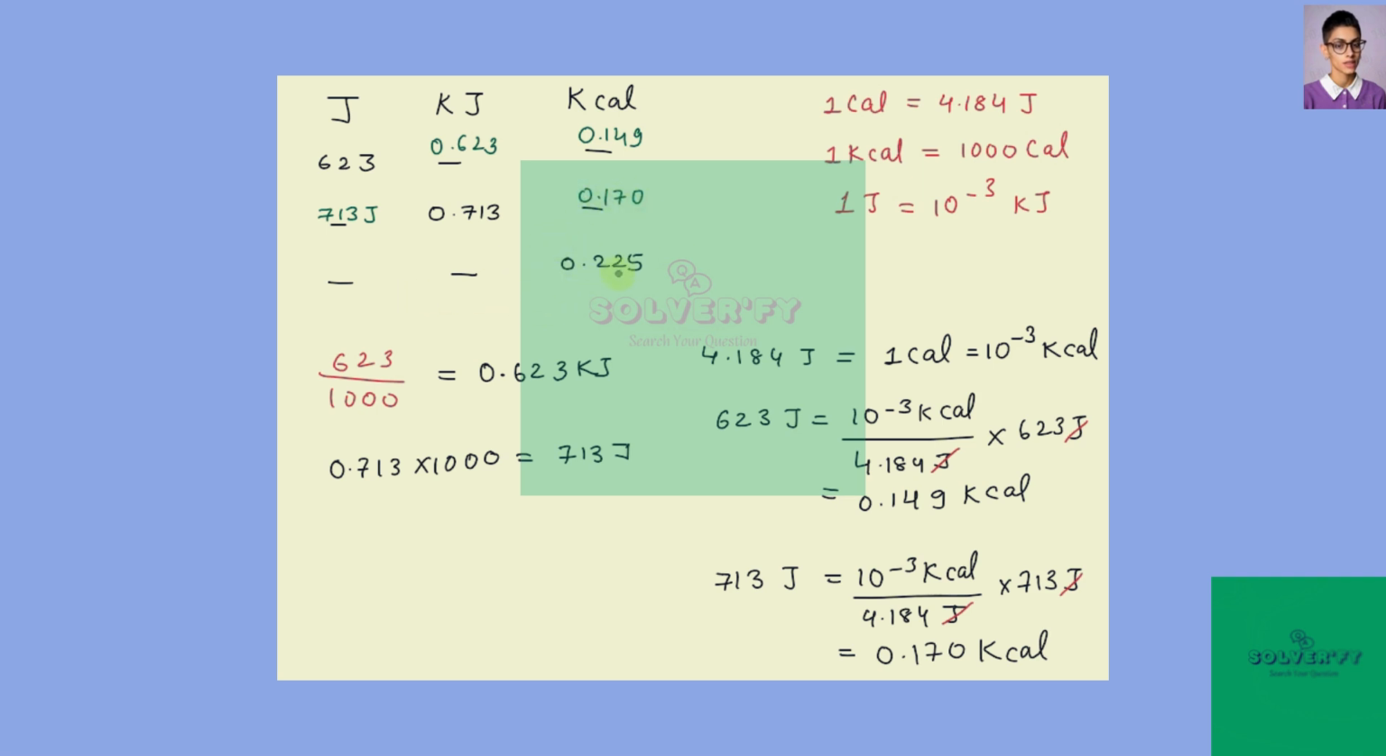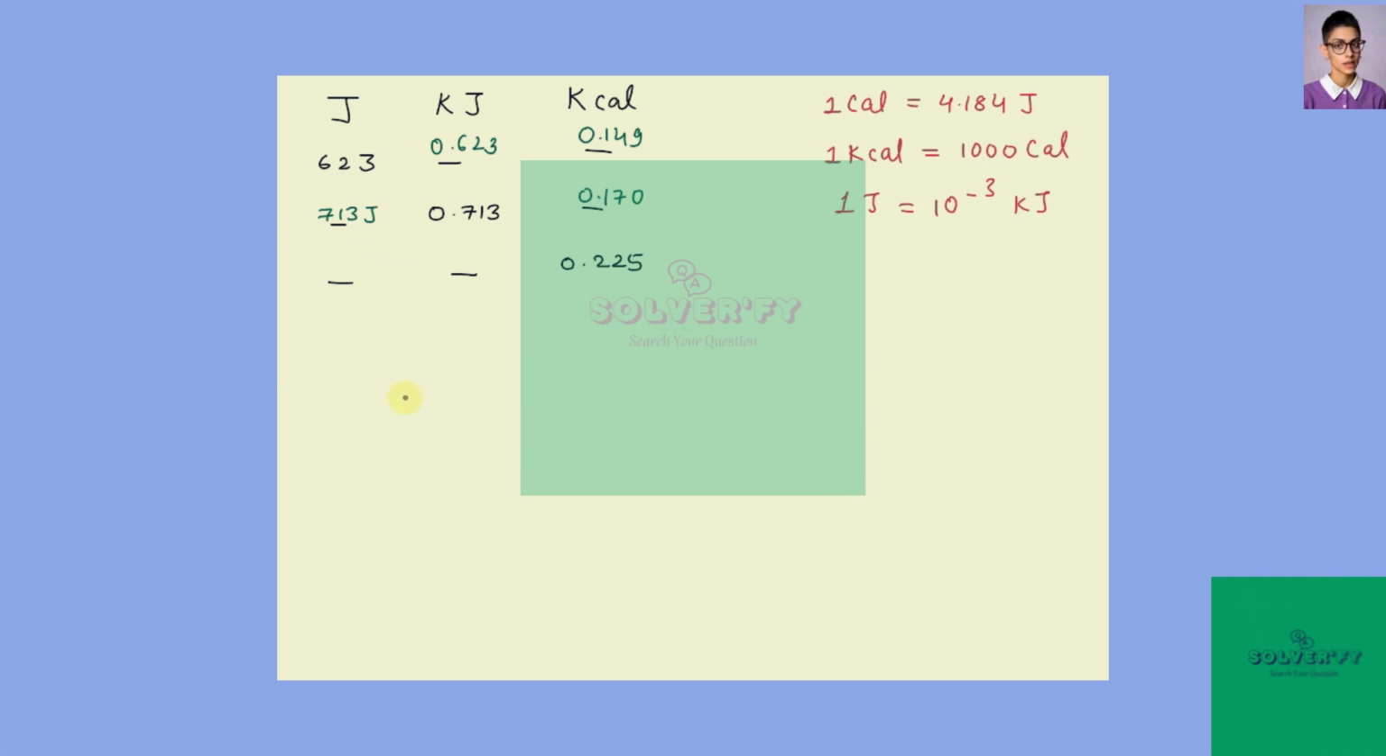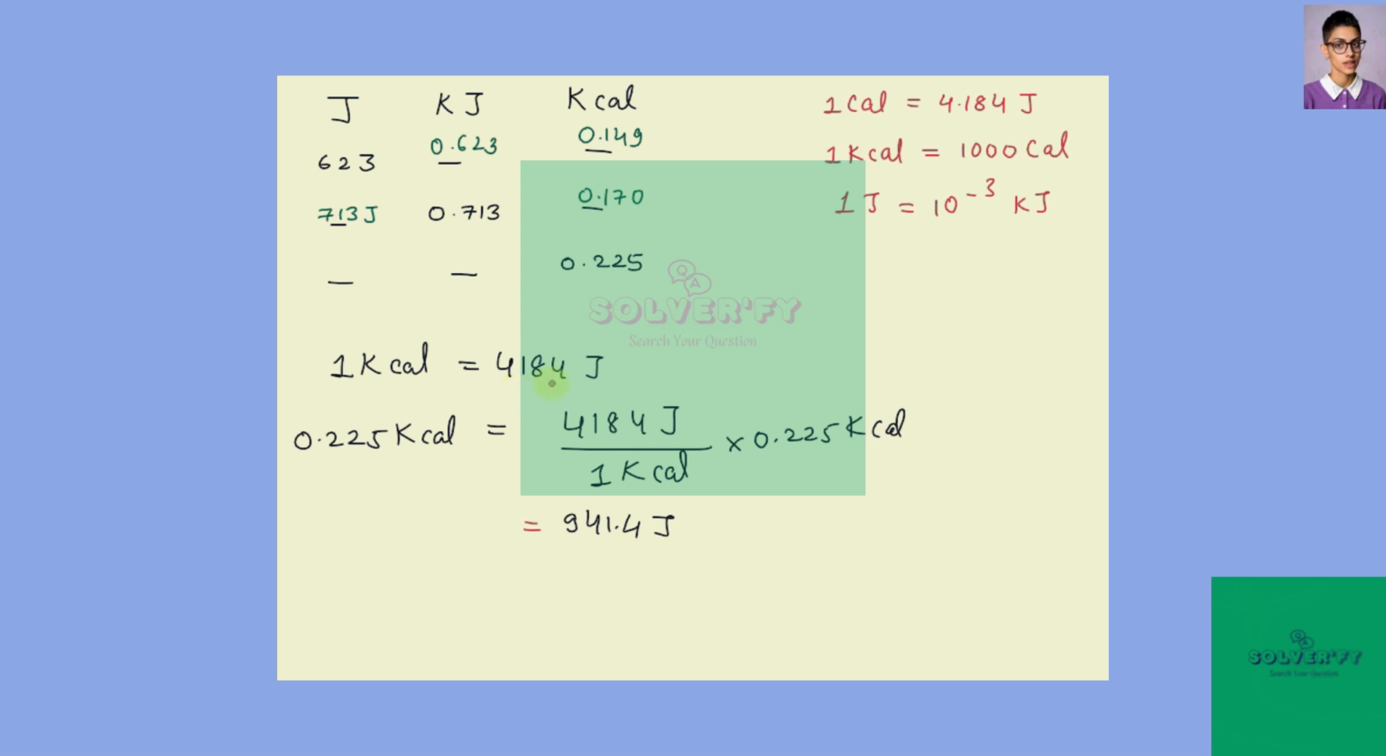Now, in the last part, we need to convert the kilocalorie to joule and kilojoule. For this, we can say that 1 kilocalorie is equal to 4184 joule. Then 0.225 kilocalorie will be equal to 4184 joule over 1 kilocalorie into 0.225 kilocalorie. We can cancel out this unit. On solving, we are getting 941.4 joule. We need to convert it into kilojoule, for which we need to divide this by 1000. On doing so, we are getting the kilojoule value as 0.9414 and joule value 941.4. This is the answer of the second part.